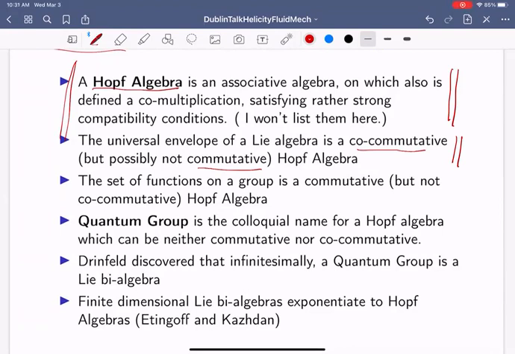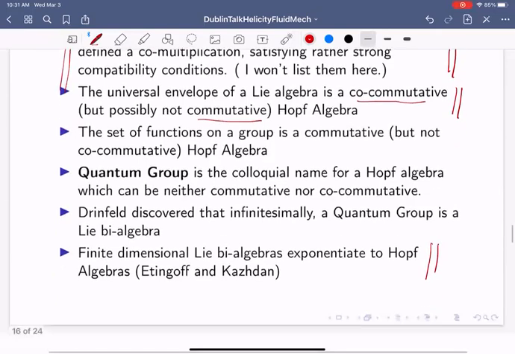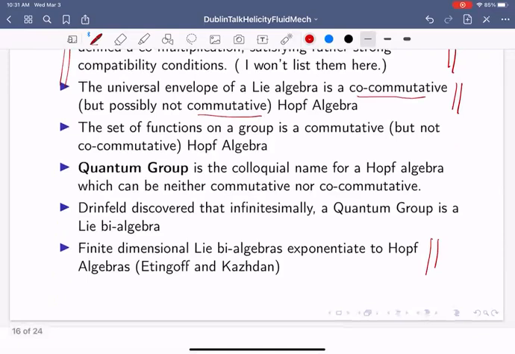So by now, this conjecture of Drinfeld is essentially established in finite dimensions. Indeed, every finite dimensional Lie bialgebra can be sort of exponentiated into a Hopf algebra. I frankly don't understand this theory. I understand particular cases. For example, the case of the matrix groups. But there is a very general theory that is absolutely formidable to me.